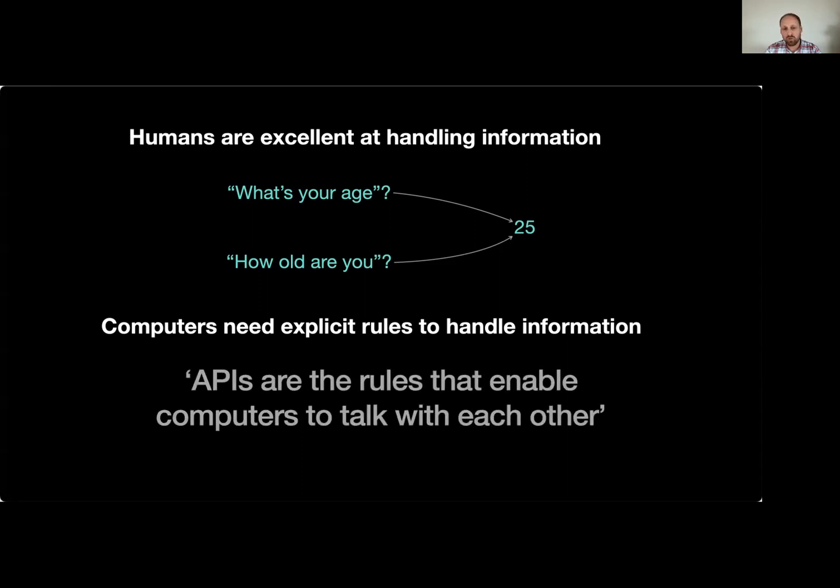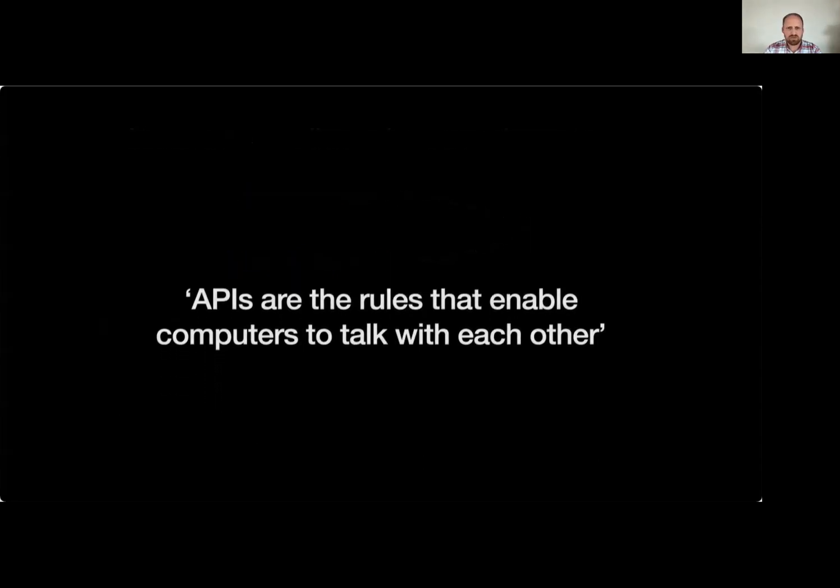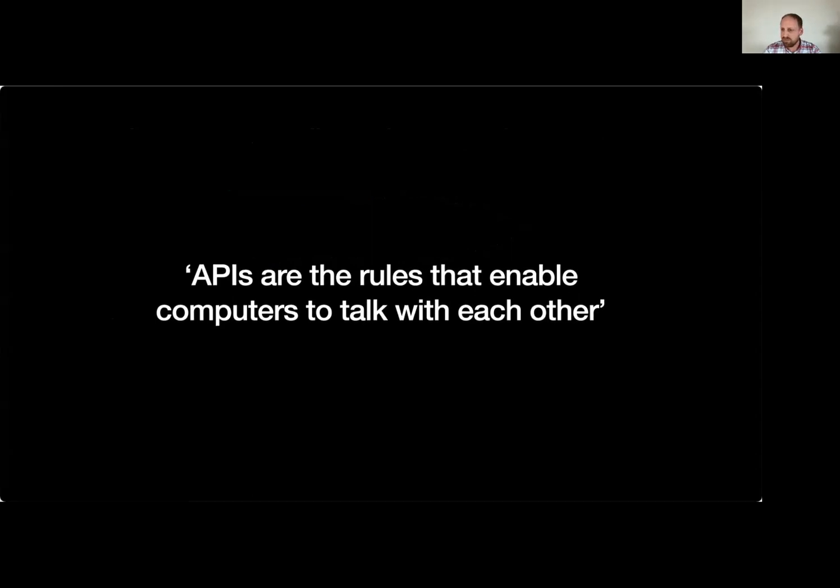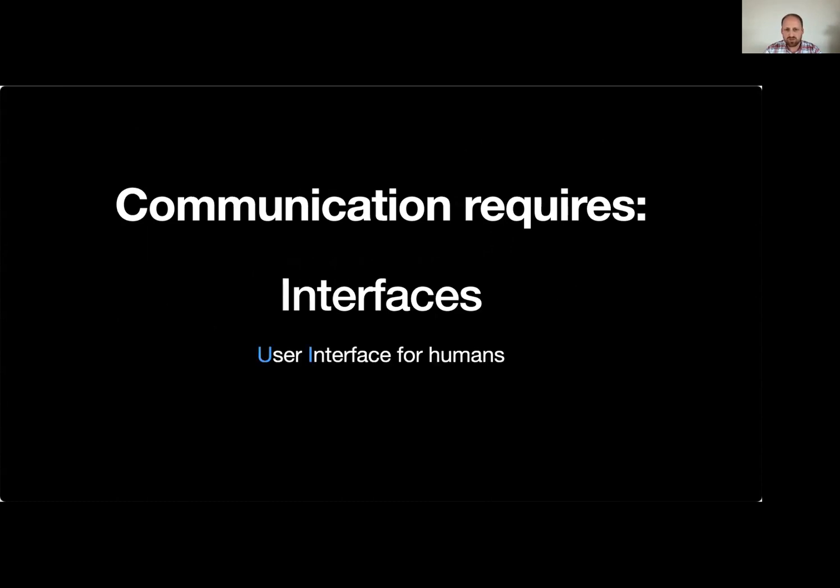Those rules are where the API comes in. APIs, in my mind, are the rules that enable computers to talk with each other. That is what we need to bear in mind, so that's why I'm being a bit emphatic about it. Part of that is the communication, and what communication requires is interfaces. We have interfaces for humans, the user interfaces that we use every day with our apps and software. Computers have an interface as well, and that's the application programming interface, or the API. They're both interfaces, and that's how they communicate with each other, but one is for humans and one is for computers.